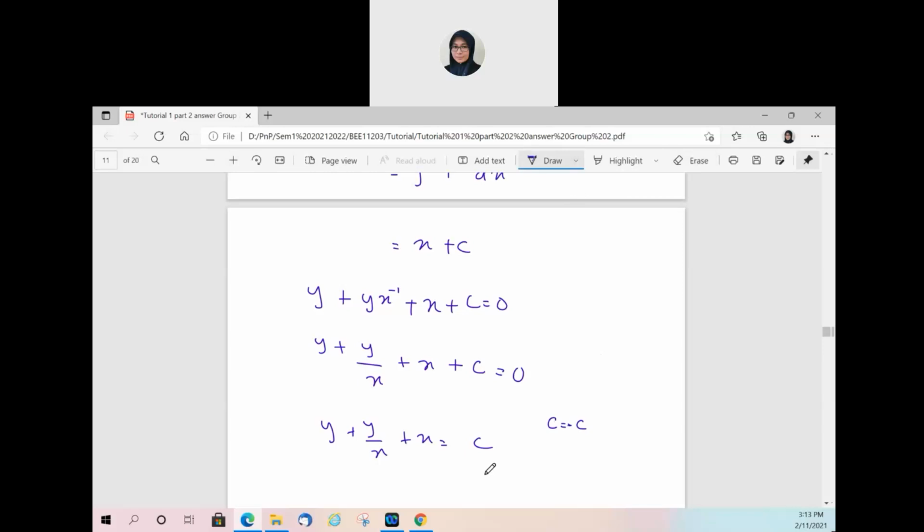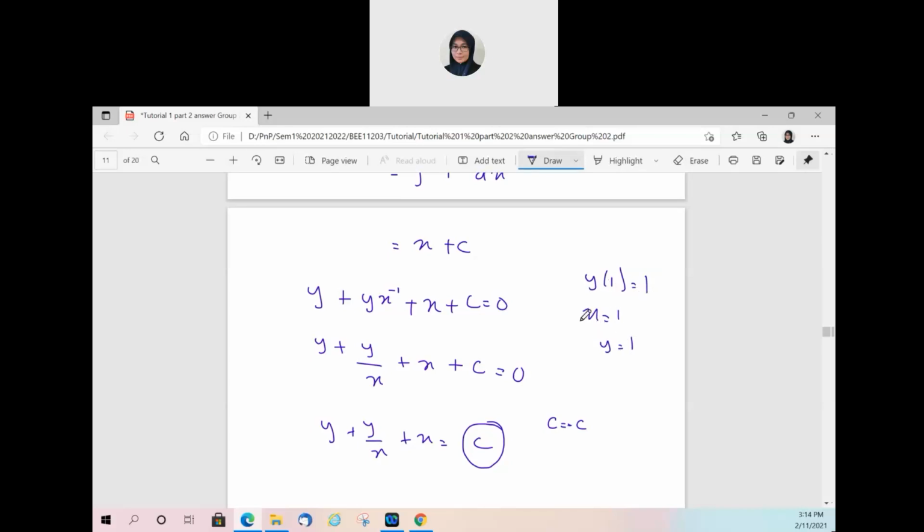Okay. So dekat sini, in these questions you are given the initial condition. Then you have to find what is c. The initial condition given here is when x equals to 1, y equals to 1. So x is 1, y also 1.